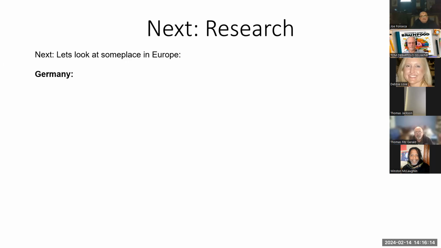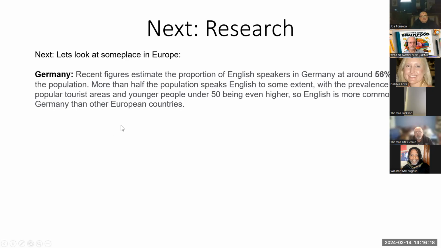Now, let's look at some places in Europe. We'll take Germany first. Recent figures estimate the proportion of English speakers in Germany is around 56% of the population. More than half of the population speaks English to some extent, with popular tourist areas and younger people under 50 being even higher. So English is more common in Germany than in other European countries.